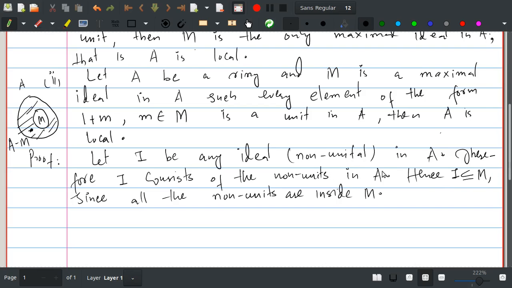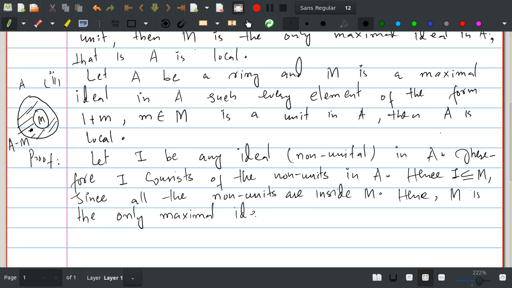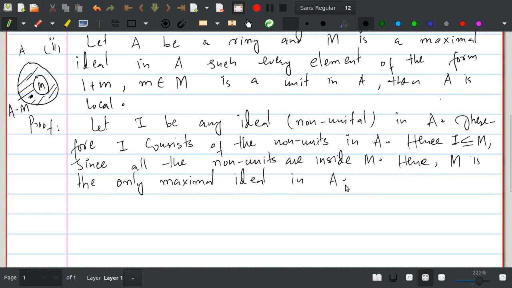That means this M is the only maximal ideal. Hence M is the only maximal ideal in A. So this proves A is local. Hence A is local. This was the proof of the first item. Now let us prove the second item.